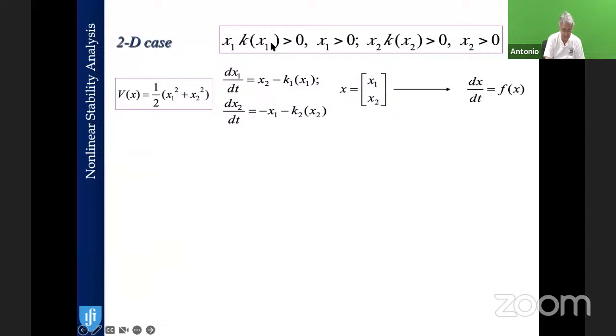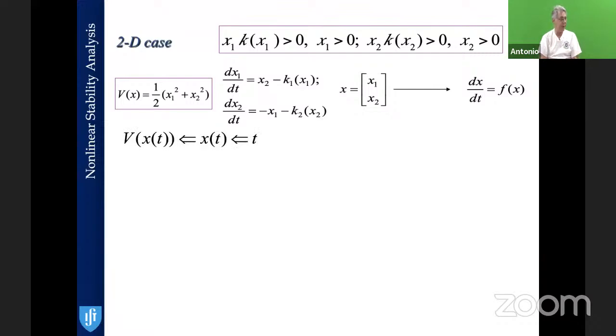So here, I'm assuming that these functions satisfy this: x1 times the function is positive. This means that the function is in the first and third quadrants. Physically, and the same for k of x2. And this is the candidate Lyapunov function. So as I mentioned to you, these two equations can be written in vector form as dx/dt equals f of x, where x is a vector, and f of x has two components, one component, second component.